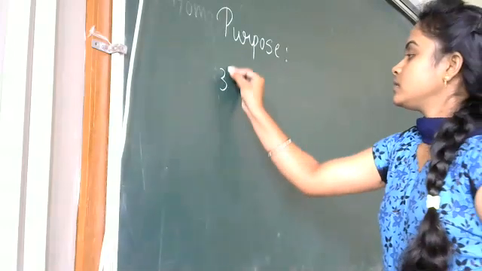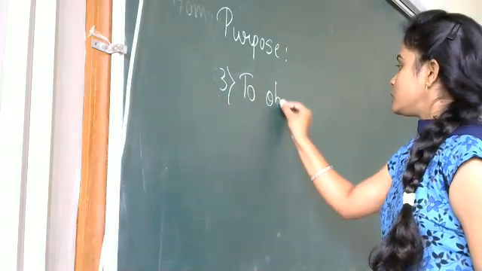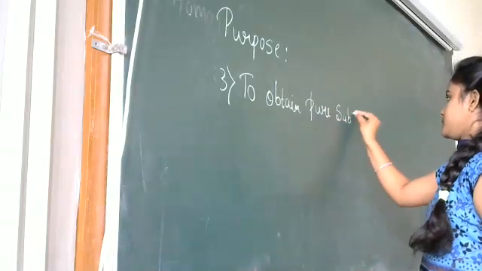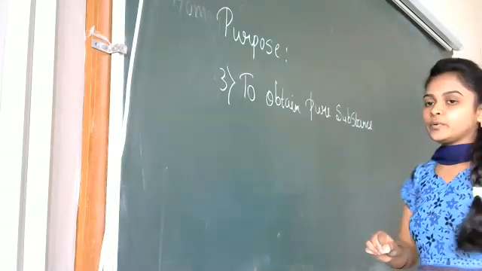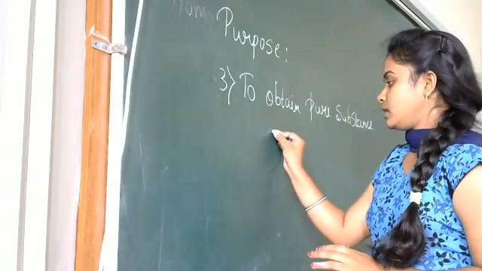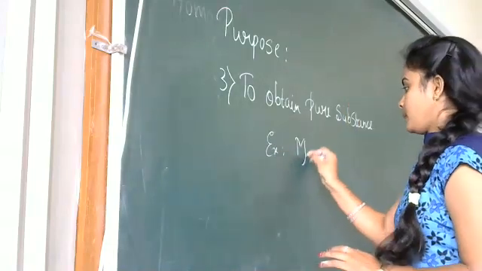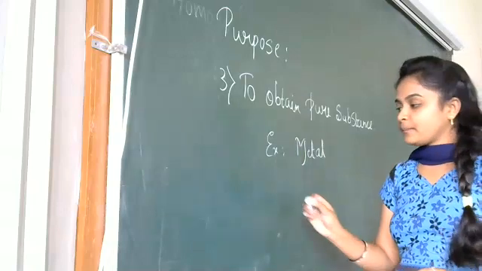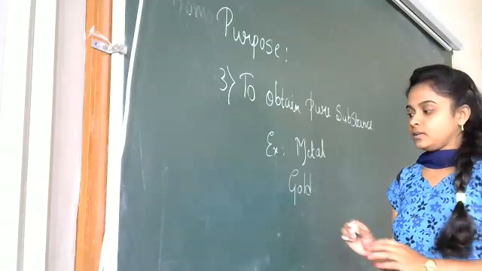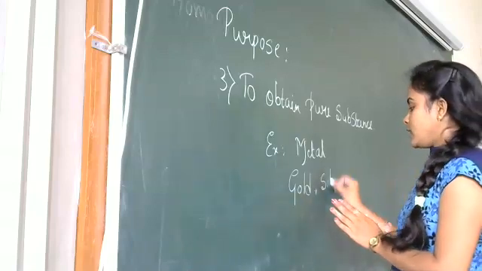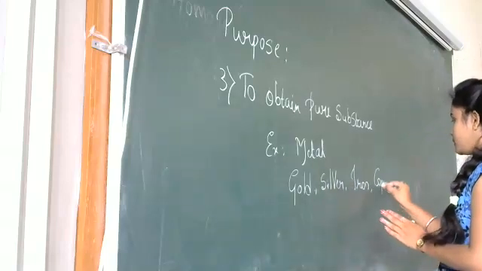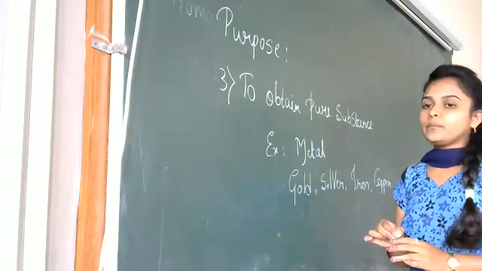Okay. Next one, the third purpose is to obtain pure substances. For understanding this, we will take the example of metals. Here we'll take the example of gold. Gold is a kind of metal. Silver is also an example, and iron, copper, these are some examples of metals.